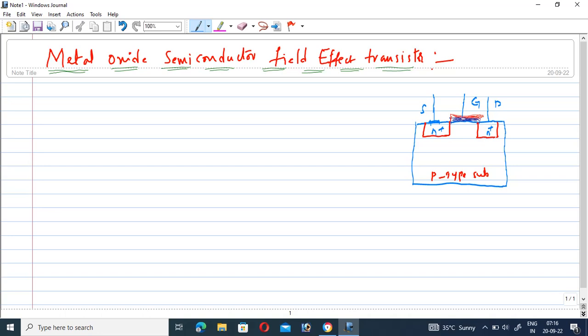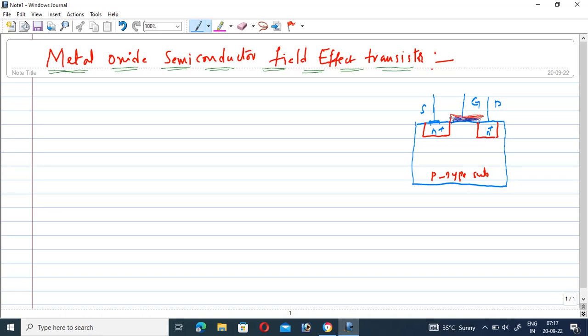Now let us move on to the topic. The metal oxide semiconductor field effect transistor is one of the most used devices in the fabrication of most of the chips nowadays, right? I think most of the boards can be fabricated with the help of field effect transistors, because they have some more advantages compared to bipolar junction transistors. That's why we prefer the metal oxide semiconductor field effect transistor, and it is used in so many applications.